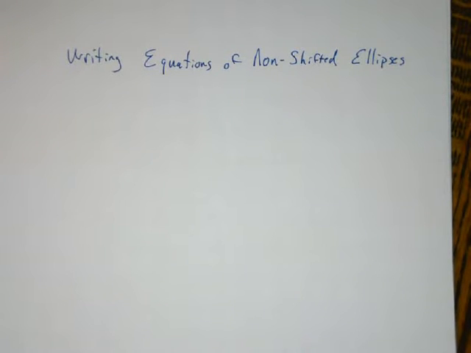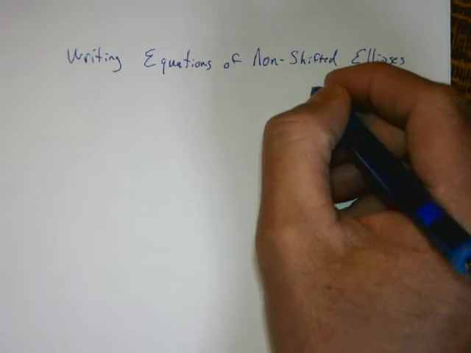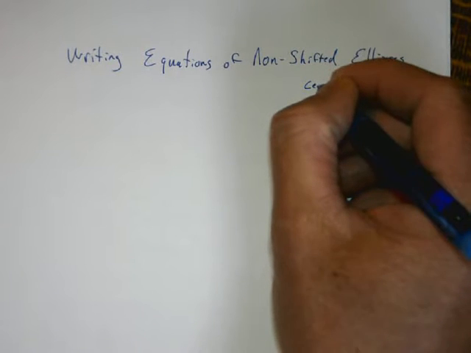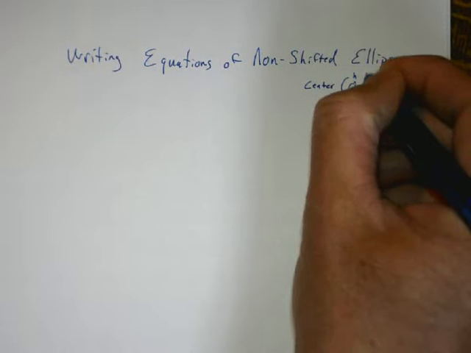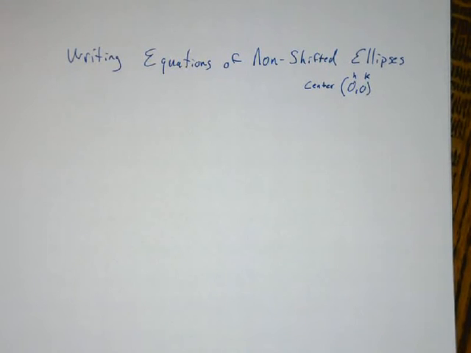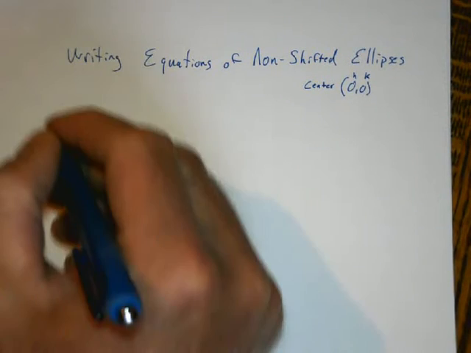So today, what I wanted to do was go through how we write the equation of a non-shifted ellipse. Now, again, just like we talked about yesterday, all of our ellipses today are going to have the center located at (0, 0). So just so you know, that means the h and the k values will be zeros. Also, remember, yesterday we talked about the form.